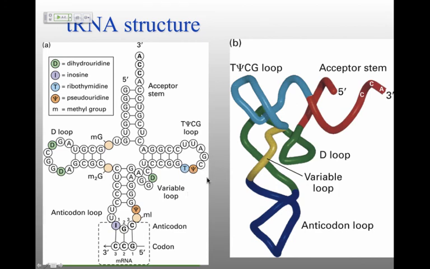Pseudouridine, shown as this psi, also known as the T-psi-G loop, because this is always a sequence which is always this structure right here. D-loop, the dihydrouridine group. In some cases, you have methylated guanines. In many cases, at the first position of your anticodon, you have inosines. But again, these are things which are being modified often much after you have the transcription. So they're post-transcriptional modifications that happen to tRNAs.